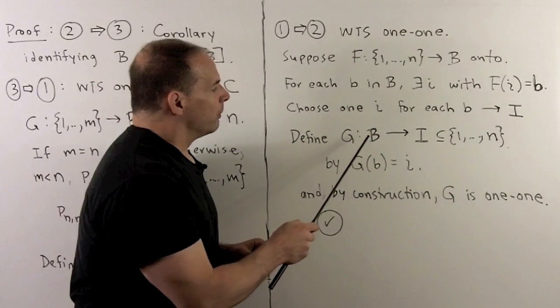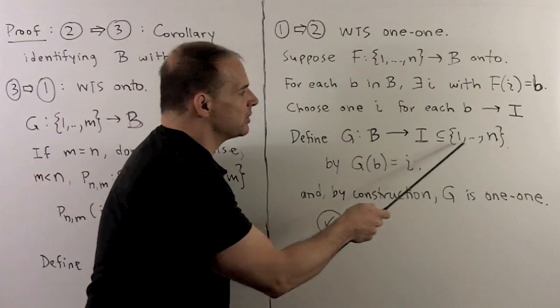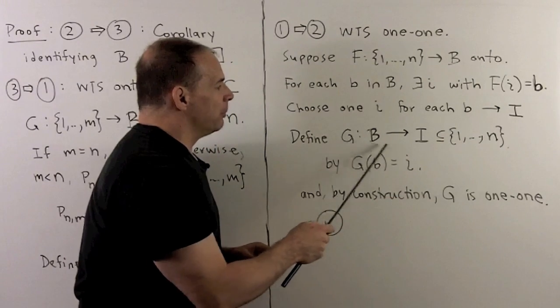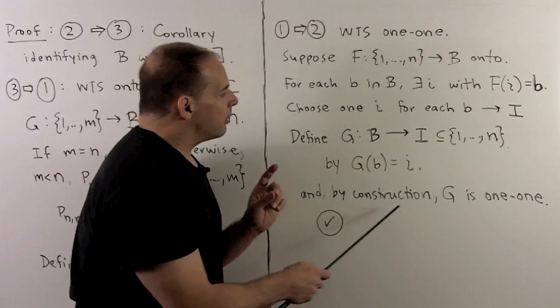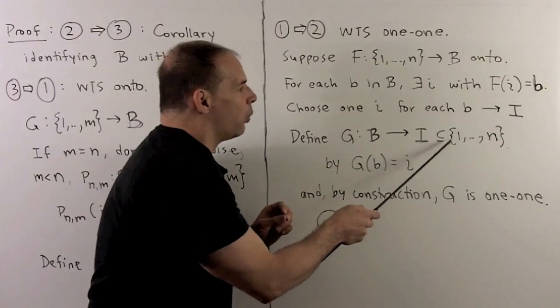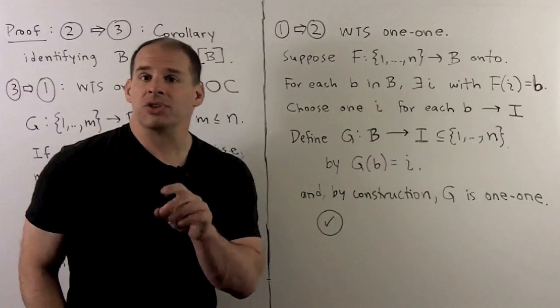Then we'll have a map from B to I, which is a subset of 1 through n. Okay, this is going to be a 1-1 correspondence. So what we have here is our 1-to-1 map into the set 1 through n. So that gives our theorem.